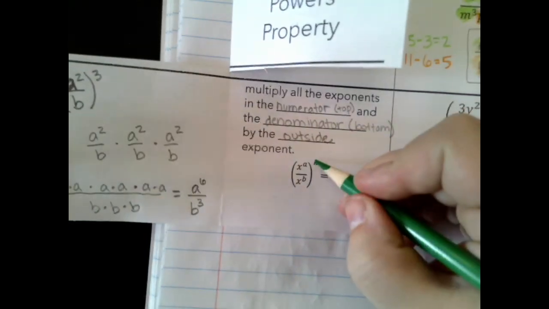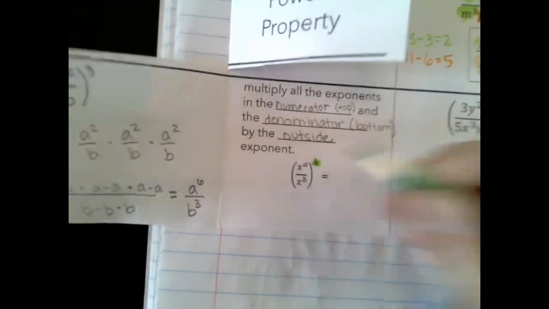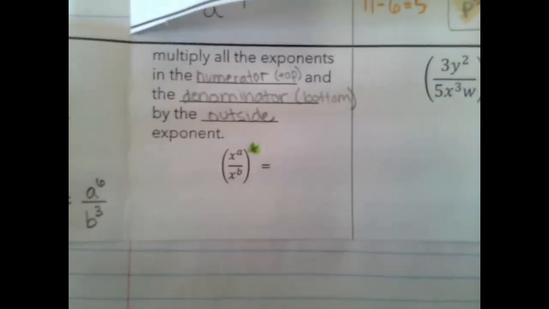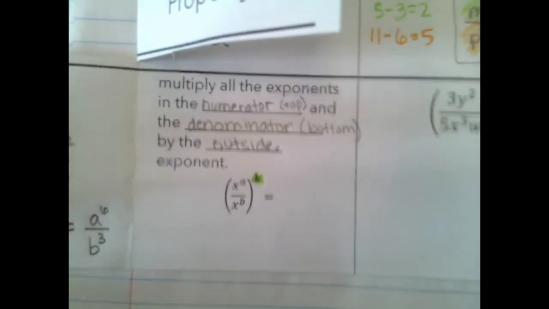So again, this one is similar to that distributive property, that idea that we're taking that outside exponent, that k, and we're going to multiply it by everything on the inside, the numerator and the denominator.